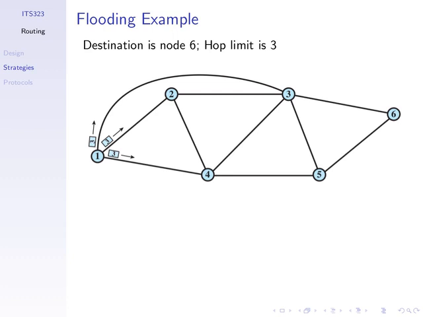So receive, reduce, transmit if greater than 0. So this copy of the packet would go 1, 4, and then 5 would just throw it away. It would discard that packet. But still, one copy went along this path and reached 6.